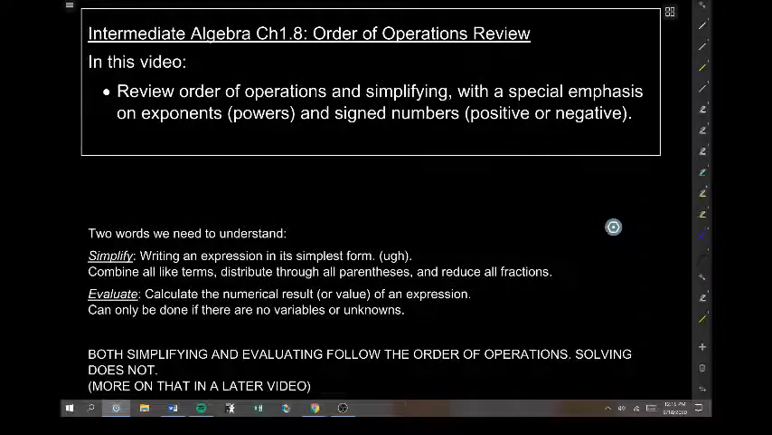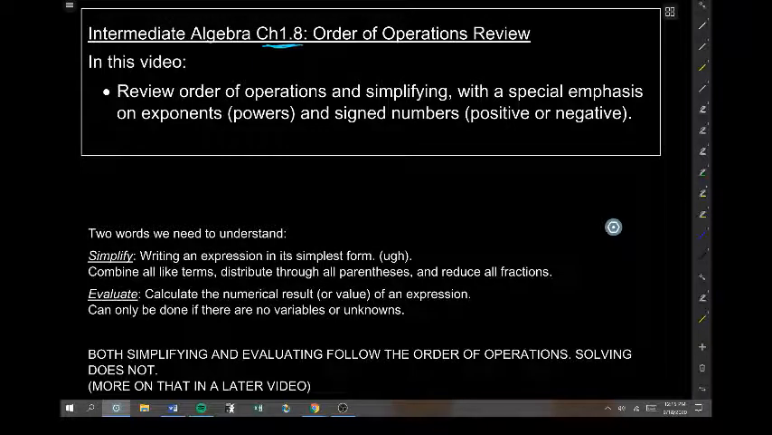Chapter 1.8, which is going to be some review of order of operations. This whole chapter, chapter 1, is a bunch of review of stuff you've learned many times. So we're not going to spend a lot of time on it, and the videos will be pretty quick. It is worth making sure we have everything nailed down, though, because it's all super important for everything that you ever do in math moving forward from here.